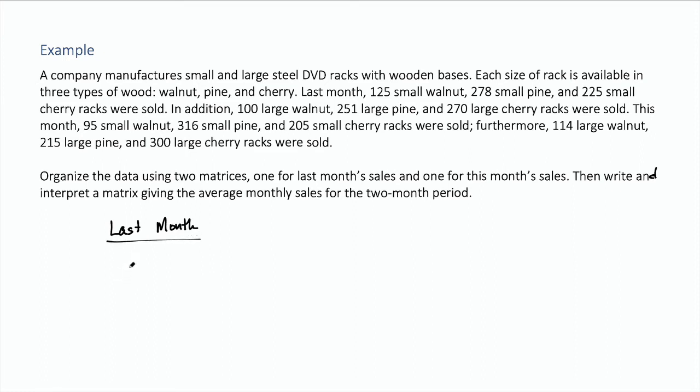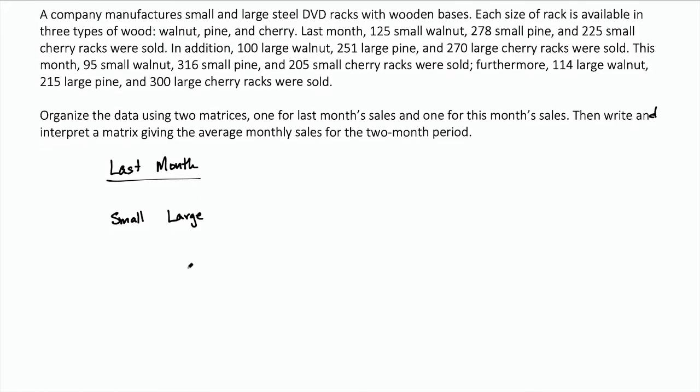Well, we've got kind of 2 categories, right? We've got our size and wood type. So we've got small and large. I'll go ahead and let those be my column labels. And then I've got my wood types. I've got walnut, pine, and cherry. Okay, so now I can go ahead and put numbers into the matrix here.